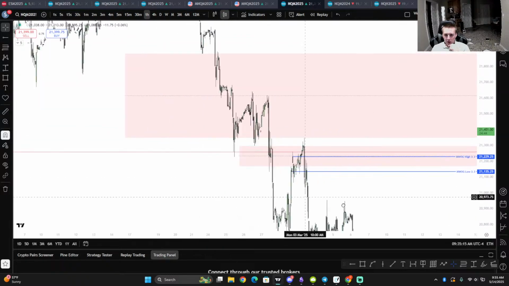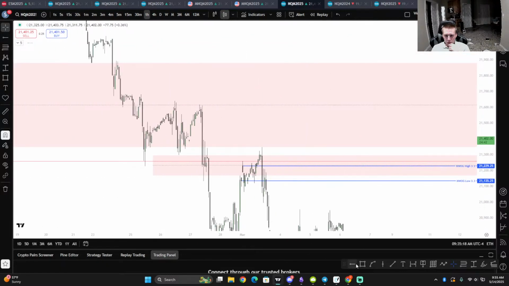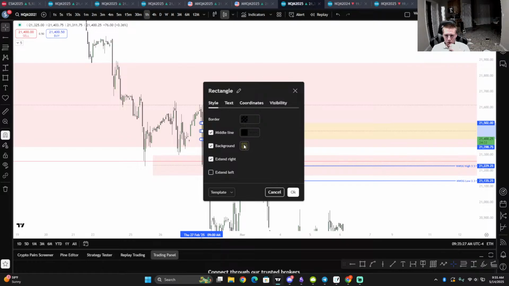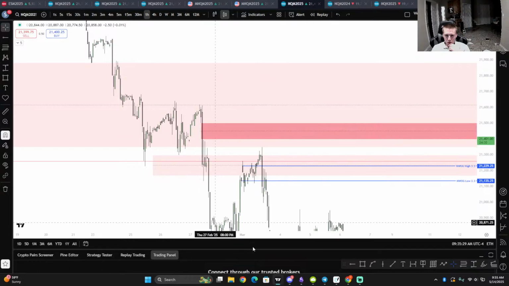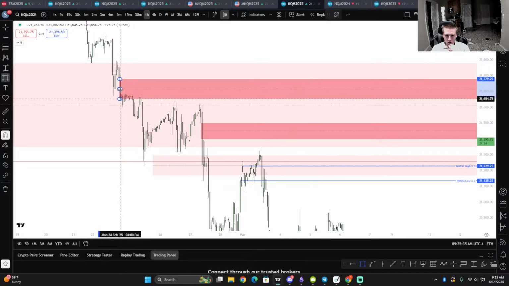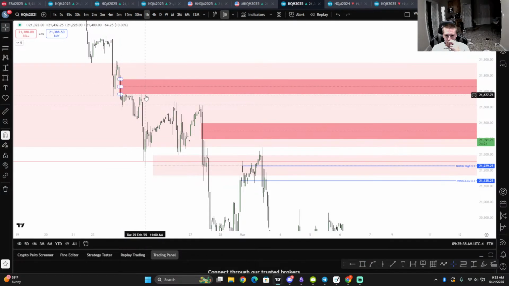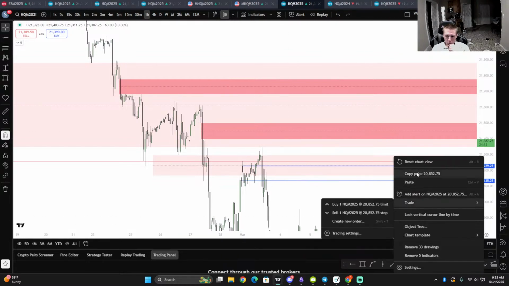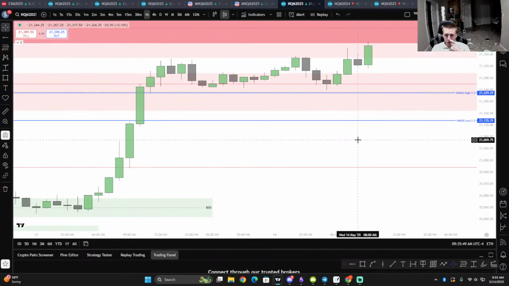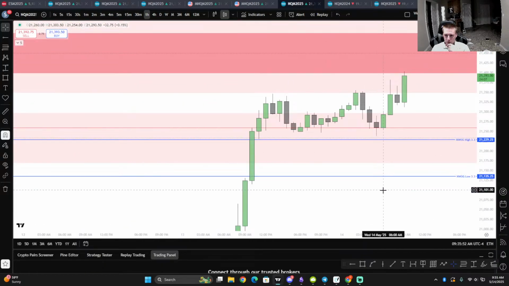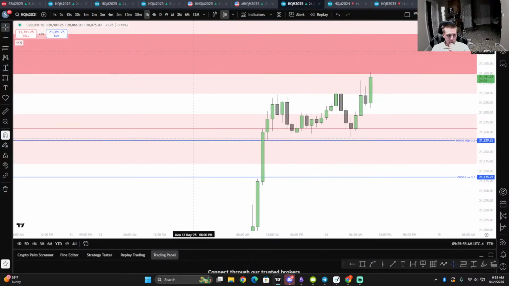Kind of want to refine that on the 1 hour. Want to get your 1 hour inefficiency. So let's extend this. Let's extend this. There you have your relative equal highs and then that sell side imbalance. We're just trading up into that first SIBI.